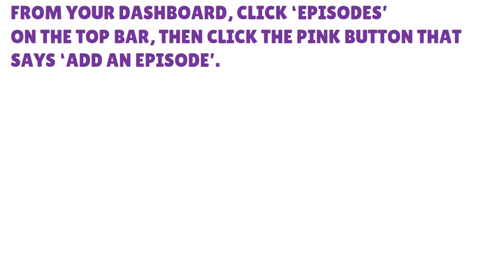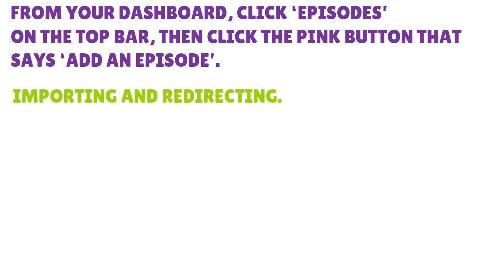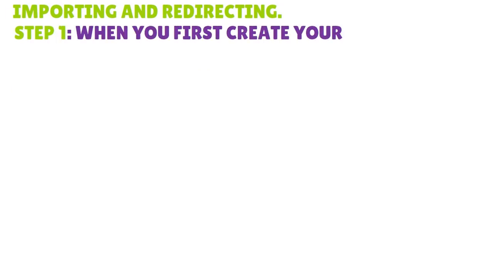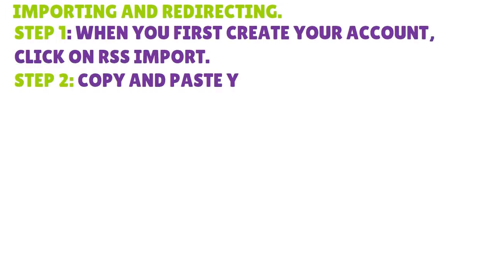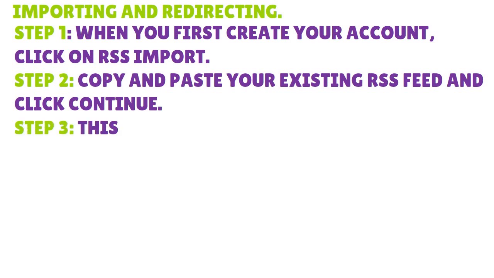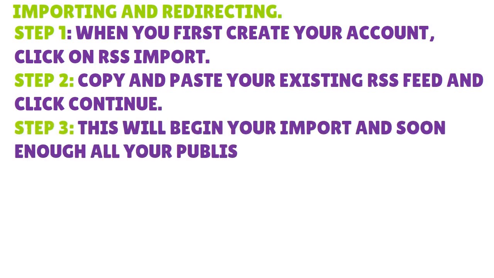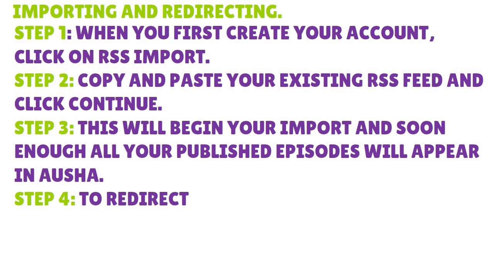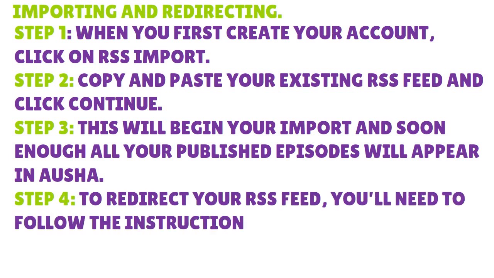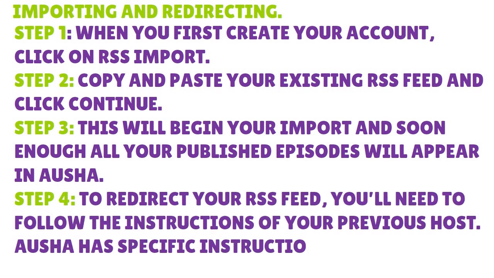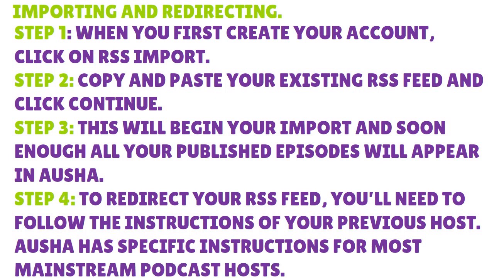And you can also migrate your podcast to Ausha. To migrate your podcast from your previous podcast host to Ausha, you'll need to go through two stages, importing and redirecting. When you first create your account, click on RSS import and copy and paste your existing RSS feed and click continue. This will begin your import, and soon enough, all your published episodes will appear in Ausha. To redirect your RSS feed, you'll need to follow the instructions of your previous host. This is really cool. And Ausha has specific instructions for most mainstream podcast hosts.